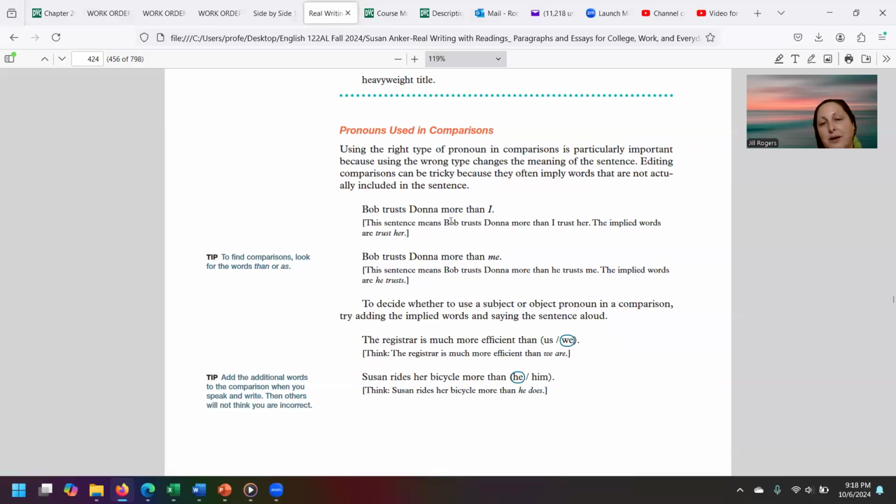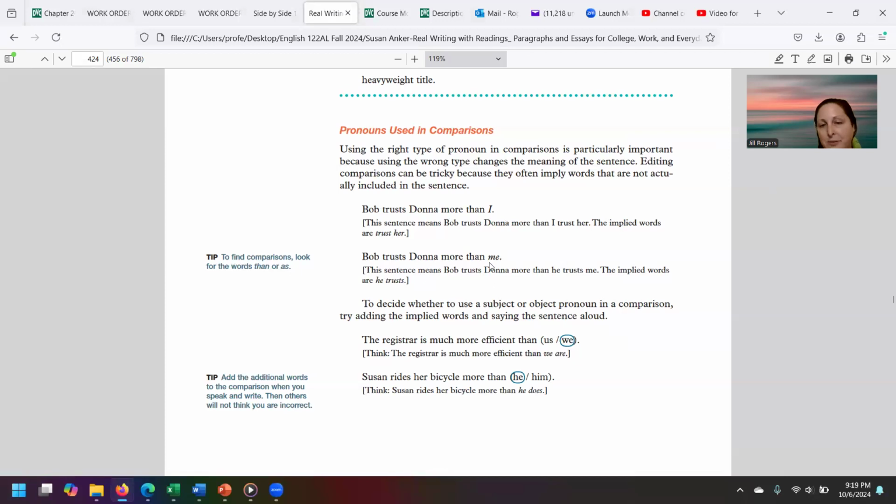Okay. So a lot of people say, well, I don't want to have this problem. What I want to do instead is write Bob trusts Donna more than I trust Donna. Just spell it out. Okay. In that case, it's clear. So with the subject pronouns, I would suggest that you just make the sentences clear. I think that this is the more common construction, and I think people understand this sometimes. So I would say be more clear with your subject pronouns. Just write it all out.